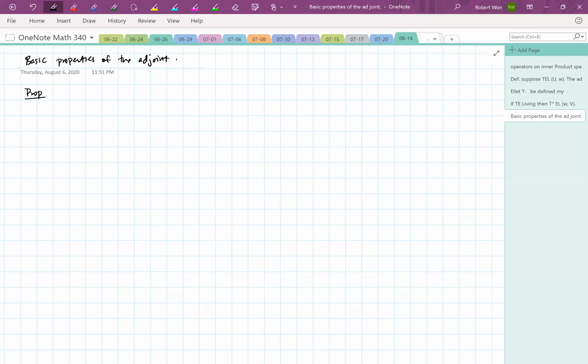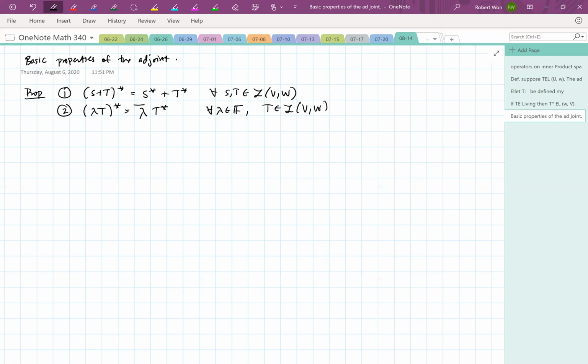So here are 5 basic properties of the adjoint. One is if you take the sum of 2 linear maps and take their adjoint, that's the same thing as taking the sum of the adjoints. 2, if you take a scalar multiple of T and take the adjoint, here the result is something you need to remember. You can pull scalars out of an adjoint except at the expense of a complex conjugation. So this is for all lambda in F and T a linear map from V to W.